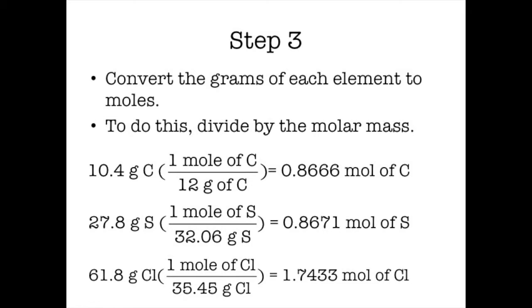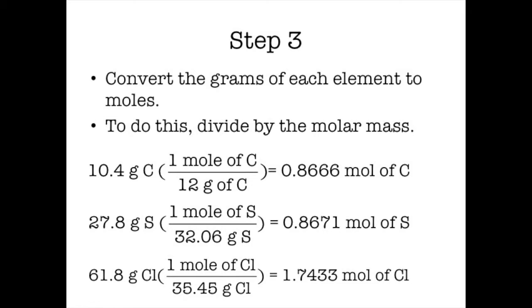So we take 10.4 grams of carbon divided by 12 grams, the molar mass of a carbon atom, and we get 0.866 moles of carbon. 27.8 grams of sulfur in the compound divided by the actual 32.06 grams, the molar mass of sulfur, and we get 0.8671 moles of sulfur.